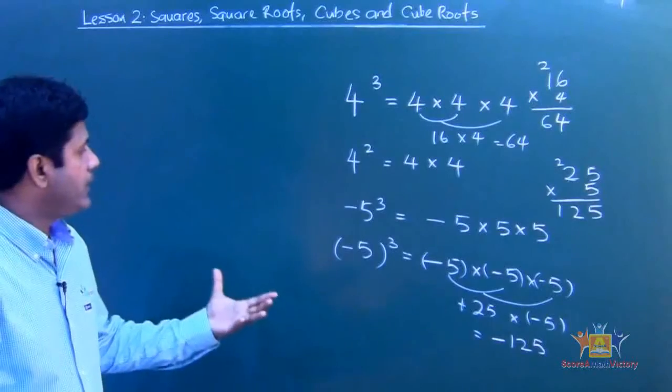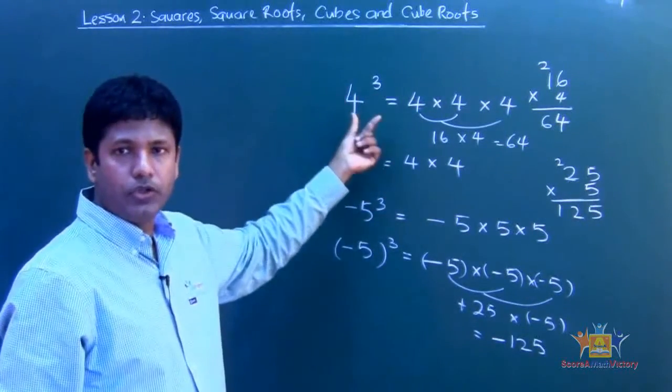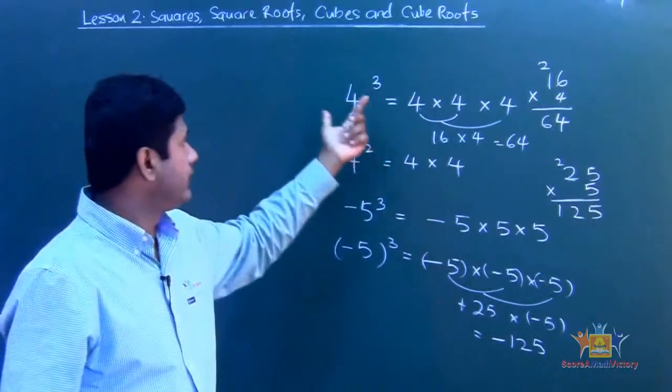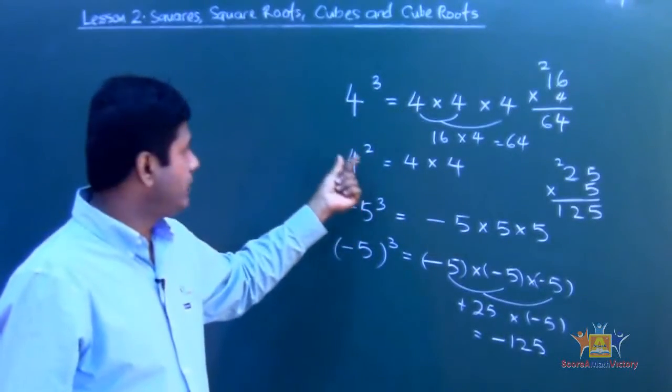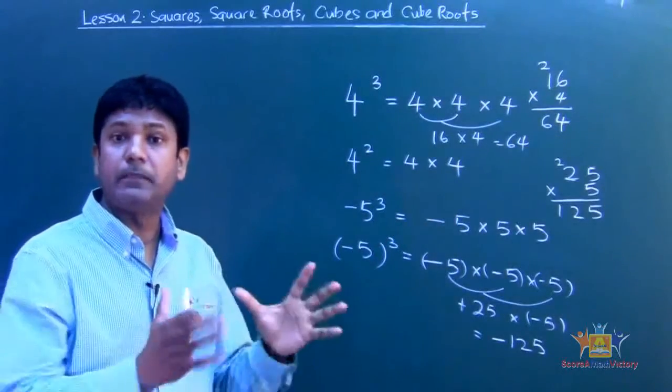So it's very important to understand the difference between the cube and the square. For a cube, you repeat the number that you're cubing 3 times, like in this case, 4, 4, 4. When you square, you're repeating the 4 two times, 4 times 4. You're multiplying them.